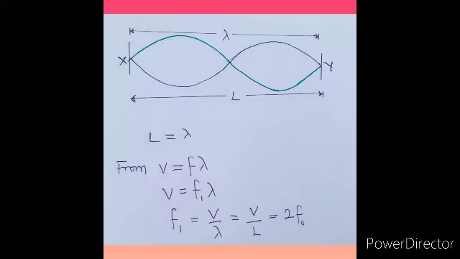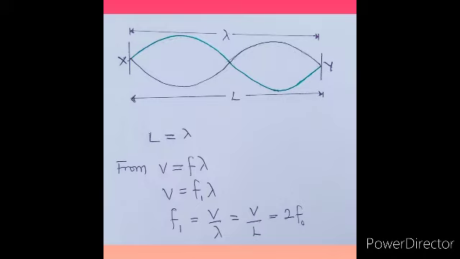Harmonics are multiples of the fundamental frequency. Now in this diagram, you can see that the length of the string still remains L, but the wavelength produced is equivalent to 1 wavelength.